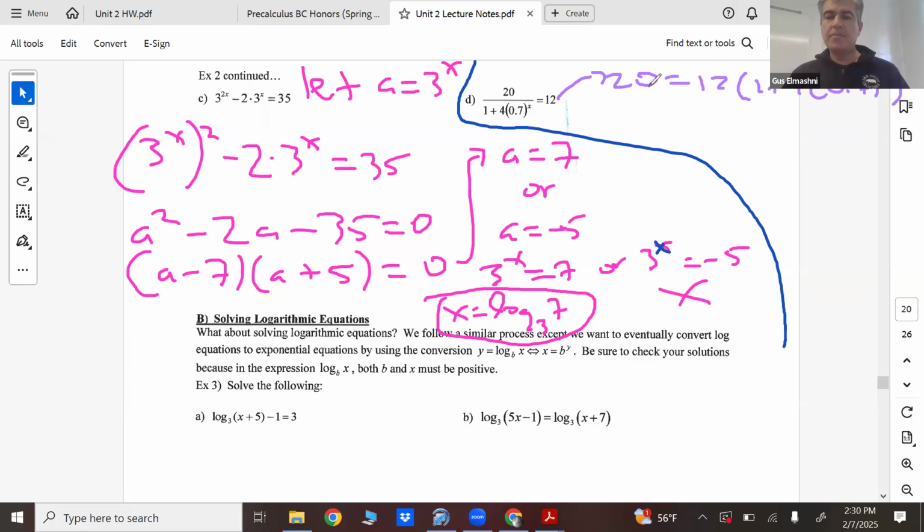Log in parentheses 20 over... minus 1. And 6 5/3. What? I know. I looked at it like, I don't think that's right. Yeah, so one over log base 0.7.